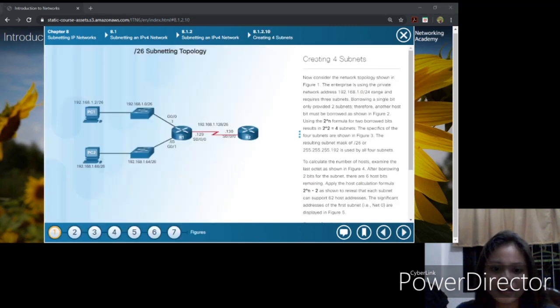Next is creating subnets. If the requirement is 3 subnets, borrowing a single bit only provides 2 subnets. To calculate the number of hosts, in the last octet after borrowing 2 bits for the subnet, there are 6 host bits remaining. Applying the host calculation formula shows that each subnet can support 62 host addresses.